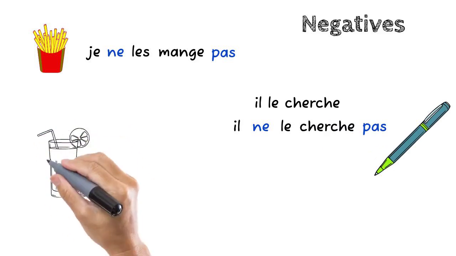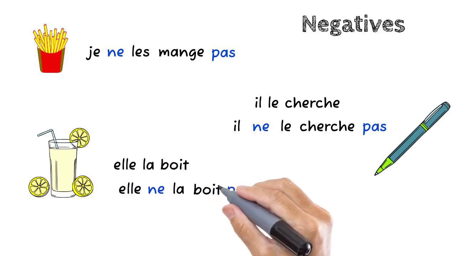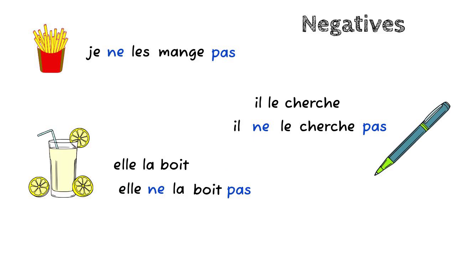And elle la boit, she is drinking it. We want to make it into she isn't drinking it. So again, elle ne la boit pas. Again, keeping the direct object pronoun and the conjugated verb in between the ne and the pas.